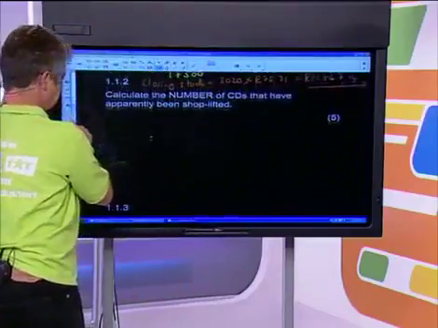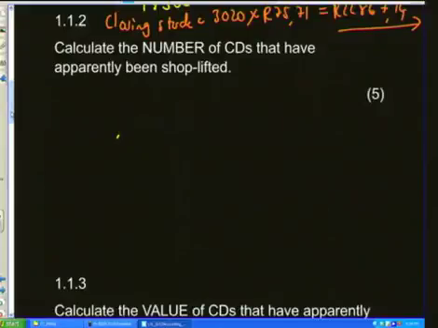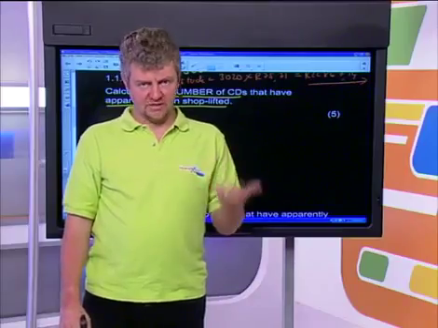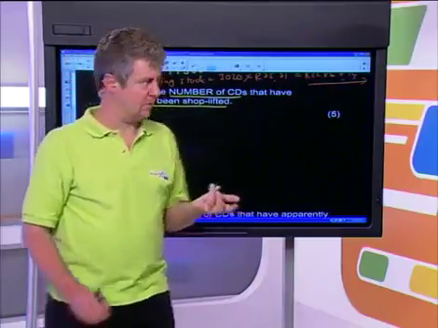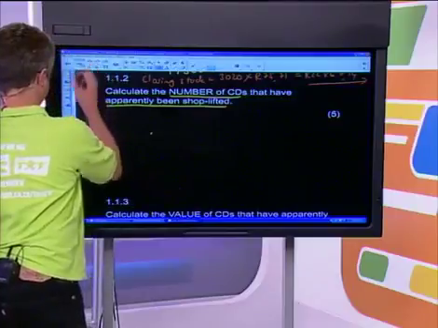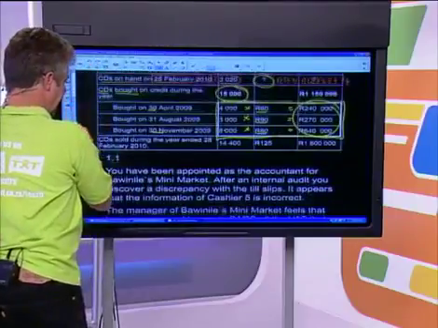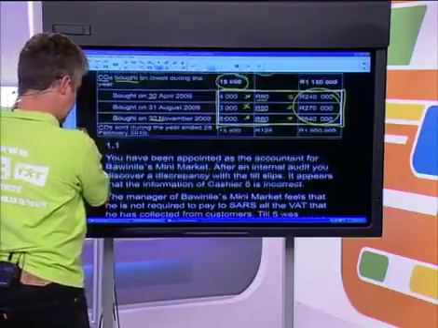The next question says, calculate the number of CDs that have apparently been shoplifted. Okay, so there's some trouble here. The owner of the business suspects that some stock has gone missing, it's been stolen, and he wants to know how many CDs have apparently been taken, have apparently been shoplifted. So let's look back at the information and see what they tell us.